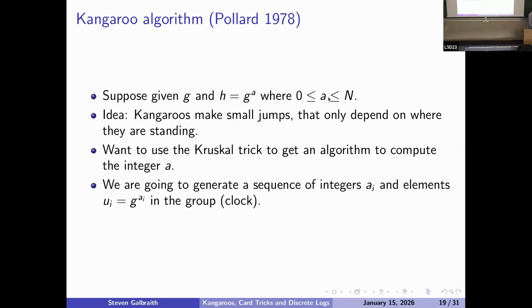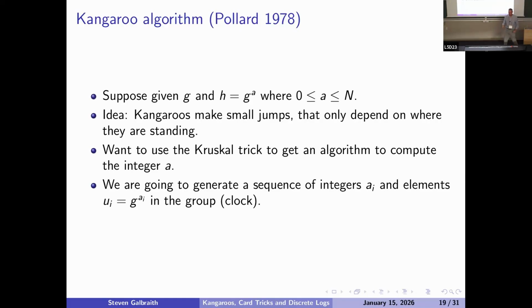I'm particularly interested in the case where a is bounded somehow, so it might not go all the way to p minus 1. If a is going all the way between 0 and p minus 1, then you want to use the Pollard rho method. But if a is a bit smaller, which sometimes happens in some applications, then this is the algorithm you want to use, the kangaroo method.